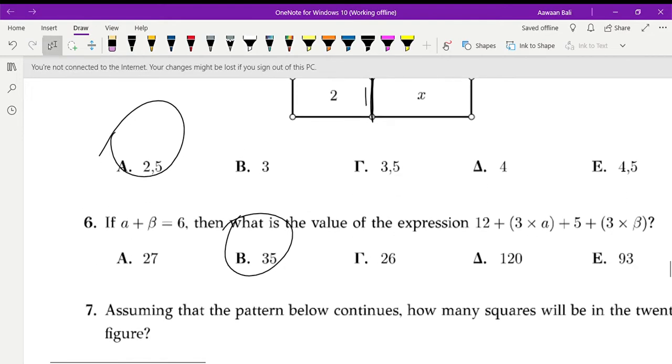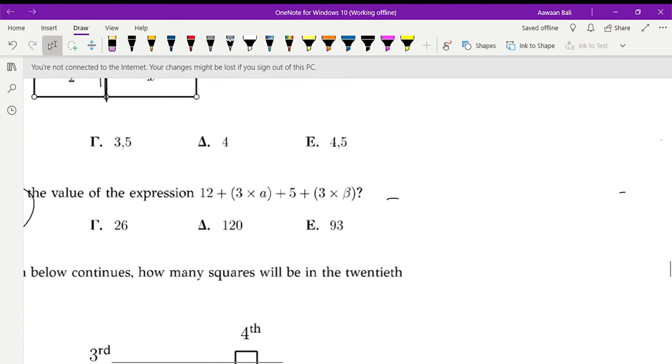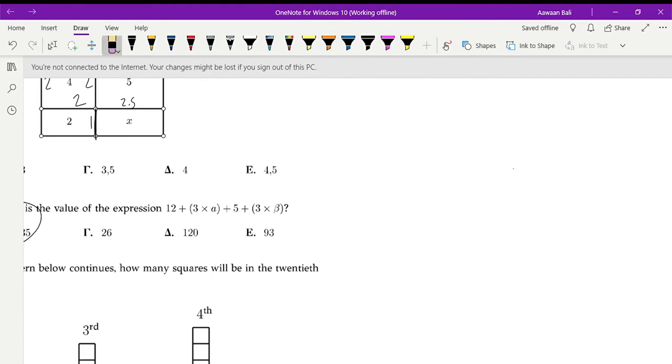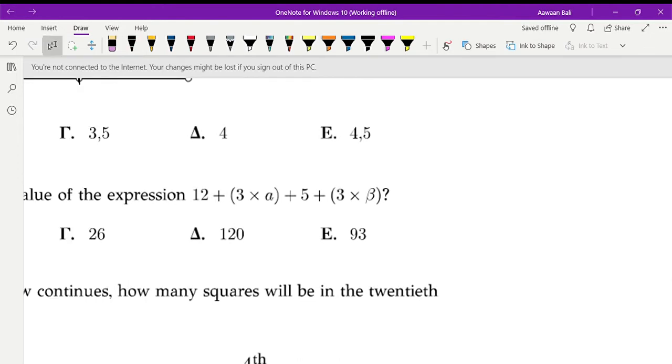Okay, so if alpha plus beta is equal to 6, then what is the value of the expression 12 plus 3 times alpha plus 5 plus 3 times beta? Now the thing is, you don't have to do any substitution with variables and all that. You don't have to say like alpha is 6 minus beta and beta is 6 minus alpha. You don't have to make everything harder. All you have to do is basically just find two positive numbers that add up to 6.